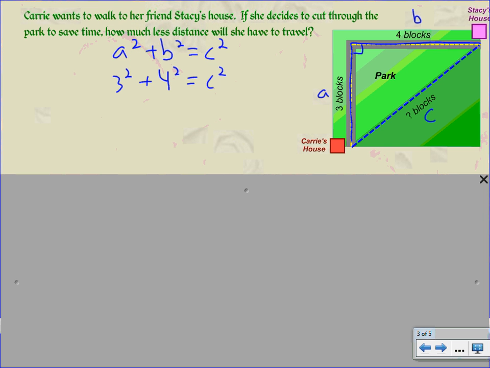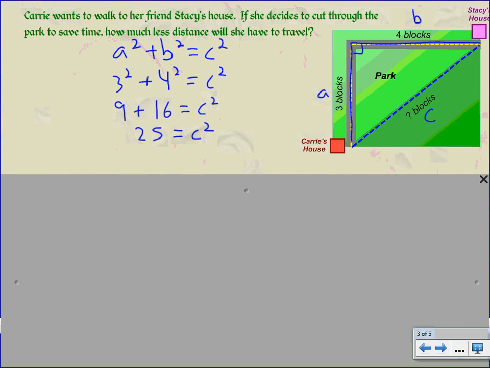So 3 squared gives us 9. 4 squared gives us 16 equals C squared. We're almost there. 9 plus 16 gives us 25, right? And now the last thing I have to do to solve for C, since I have C squared, I want to get C. What would undo squaring?